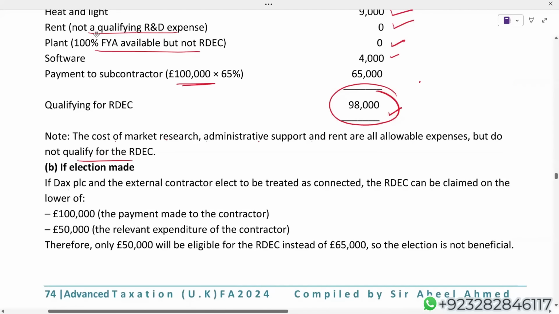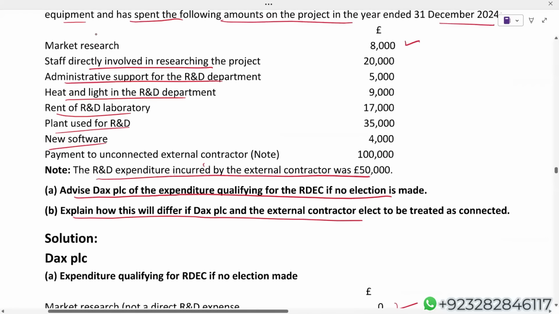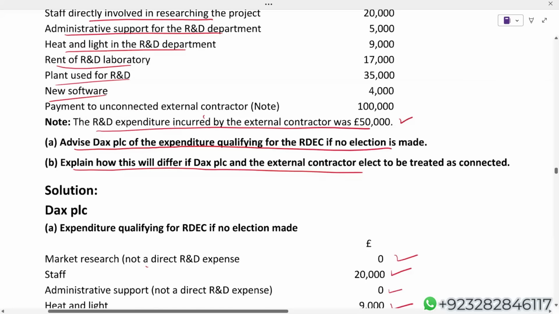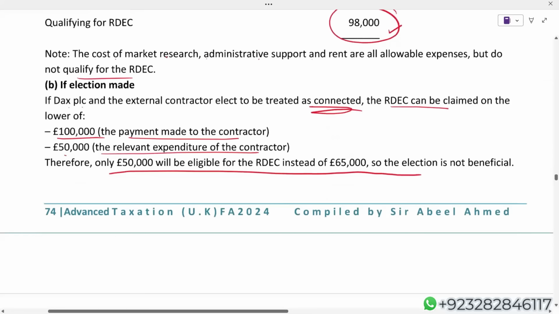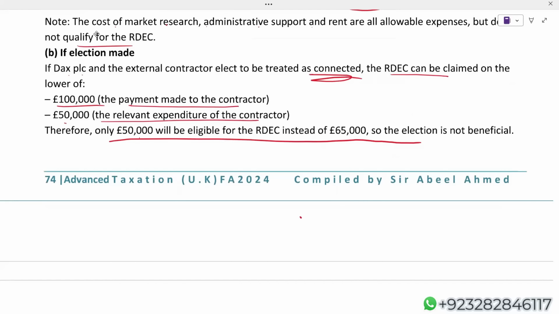If an election is made, if DAX PLC and the external contractor elect to be treated as connected, then R&D can be claimed on the lower of 1 lakh, the payment made to the contractor, and 50,000 relevant expenditure of the contractor. Therefore, only 50 will be eligible for R&D instead of 65, so the election is not beneficial. If that company becomes your connected person, then it is the lower of 1 lakh, the payment made to the contractor, and the relevant expenditure 50. So only 50 will be eligible for R&D instead of 65. So the election is not beneficial here.